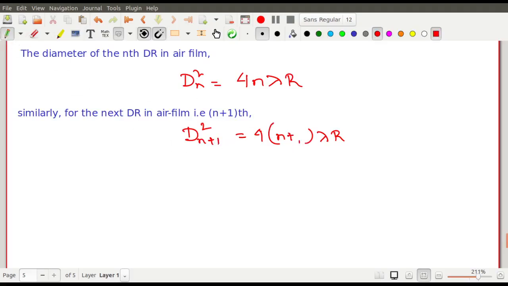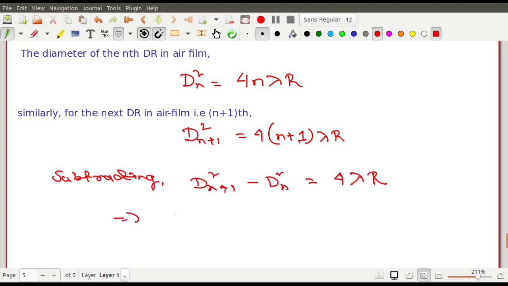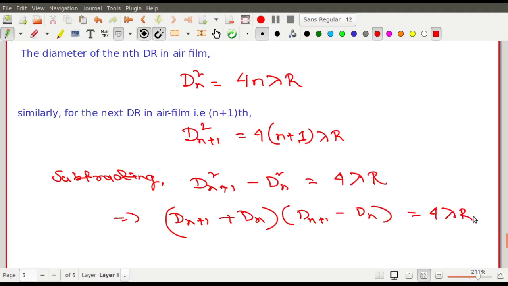Right? Because what does fringe width mean? Fringe width is the separation between two successive fringes. So let me take the difference by subtracting, and you understand that here it is squared. So you just subtract and get d(n+1) square minus dn square, which gives me 4 lambda r. Use a plus b, a minus b, and I will be using an approximation over here. So d(n+1) plus dn, and d(n+1) minus dn, that comes out to be 4 times lambda r.